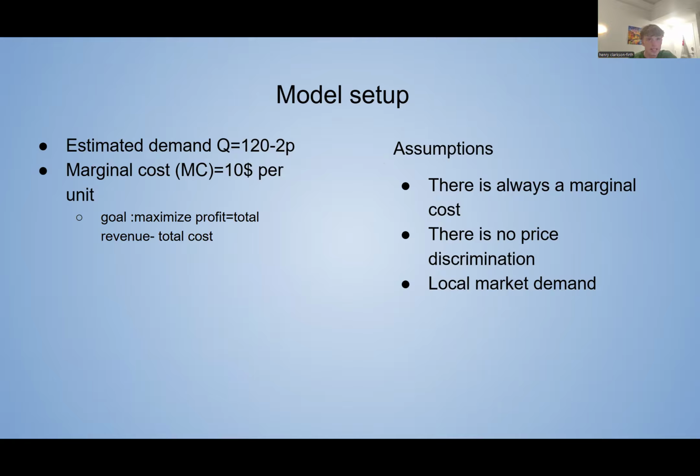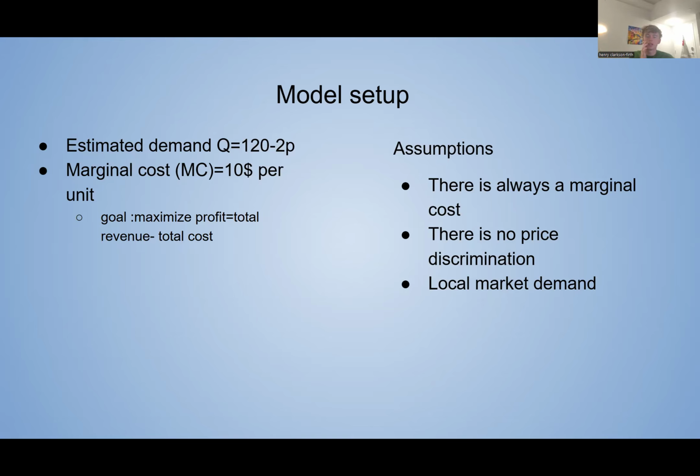Now, we'll assume the market is small and local, and there's no price discrimination. As I said before, we can produce as many cronuts as we want for the constant cost of $10. So the goal is pretty simple. Find the price and quantity combination that gives us the biggest profit. And since our profit equals total revenue minus total cost, that's what we're going to focus on next.